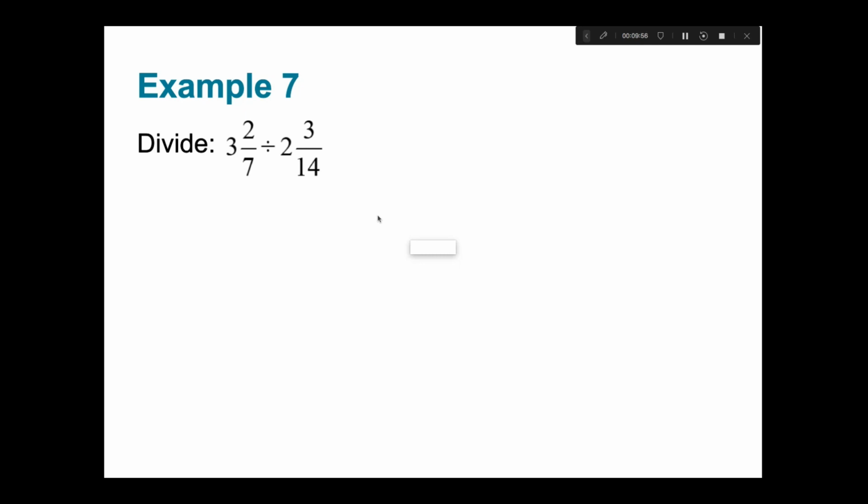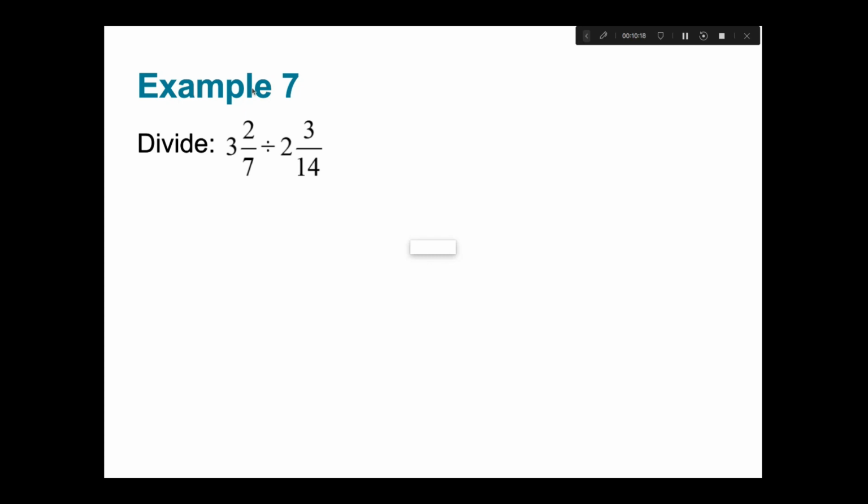Right, now we have two mixed numbers that we're dividing. Before I can divide mixed numbers, I have to do what? Turn them into improper fractions. So what does this become? 3 times 7 is 21, plus 2 is 23, so 23 over 7.